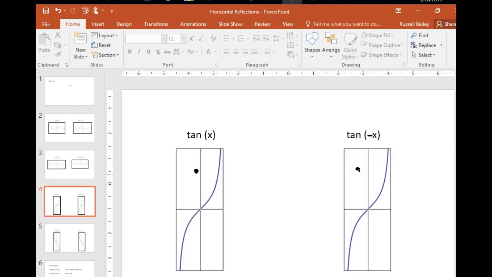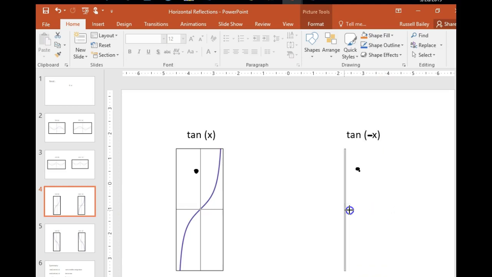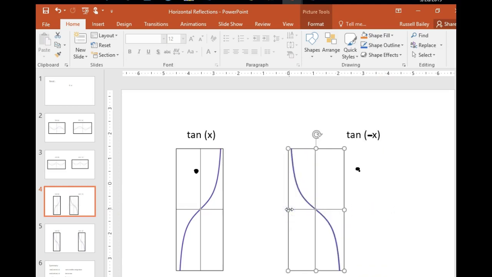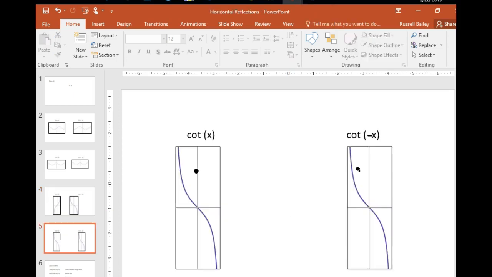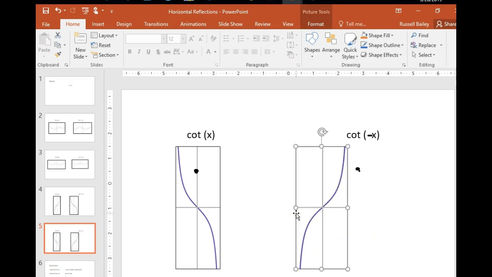Tangent. What do you think is going to happen if I make tangent a negative? Is it going to stay the same or be different? It's different, right? It looks like a cotangent. So once again, a horizontal is like a vertical for this one. How about for cotangent? Same thing, right? If I flip it, it reverses its direction. So once again, a horizontal is like a vertical.